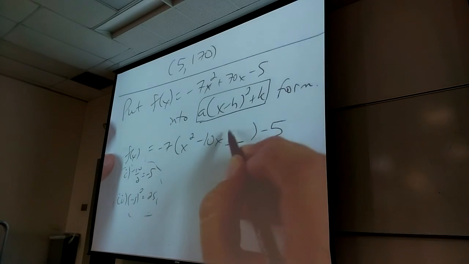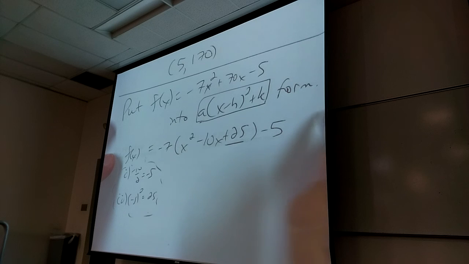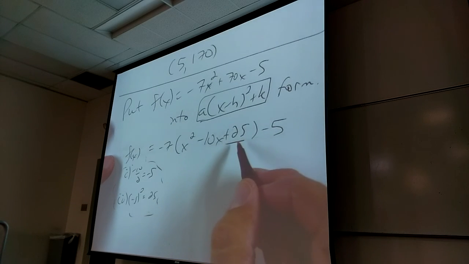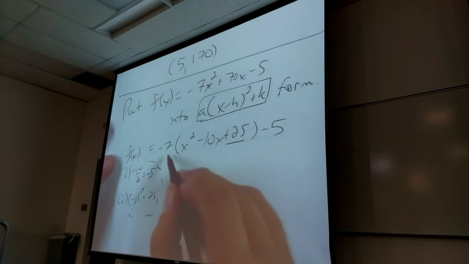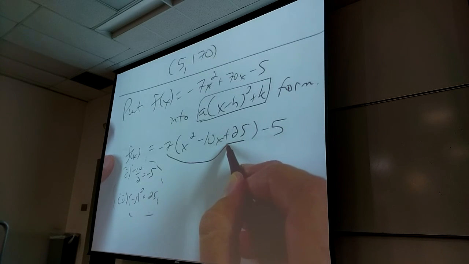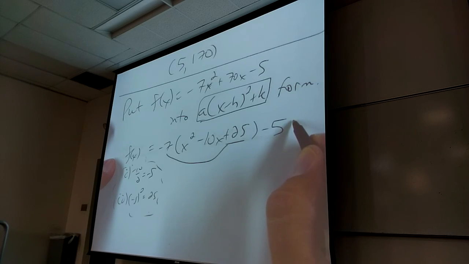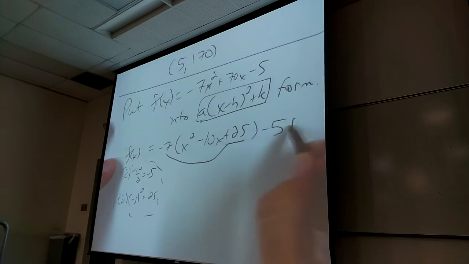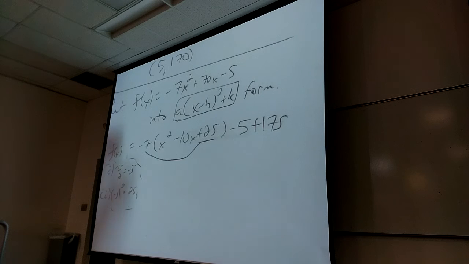Yeah, add 25. Now I don't subtract 25, do I? Because I didn't just add 25, and that's where students are like, I knew this guy was loopy, he just put plus 25 himself. No, I didn't. I just did negative 175. So if I just subtracted 175, I better add 175. I like it.